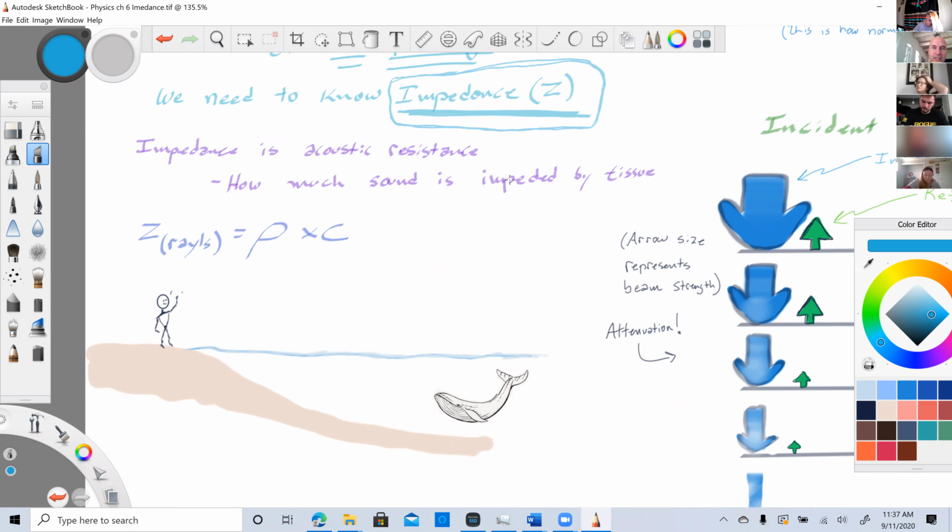How much sound is impeded by tissue? And just really quickly, Z impedance is measured in a unit called Rayls. It is found by multiplying the density, rho, I think that's the term for the Greek letter, that's a funny looking P on purpose, that means density, times the speed of sound.